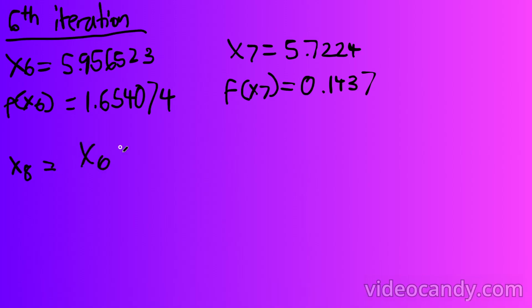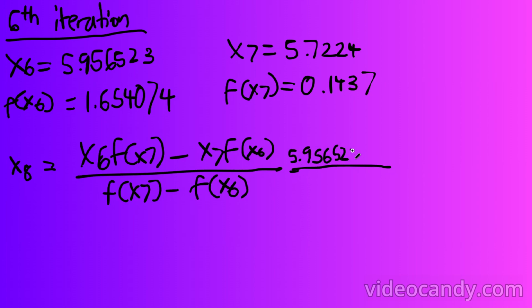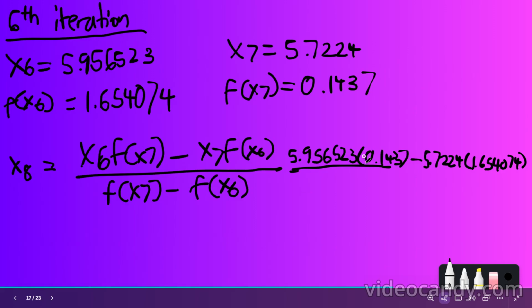So h8 is h6 f of h7 minus h7 f of h6 over f of h7 minus f of h6. So 5.95653 times negative 0.1437 minus 5.7224 times 1.654074. Yeah. Oh, it is negative. Oh, I got positive. So negative.